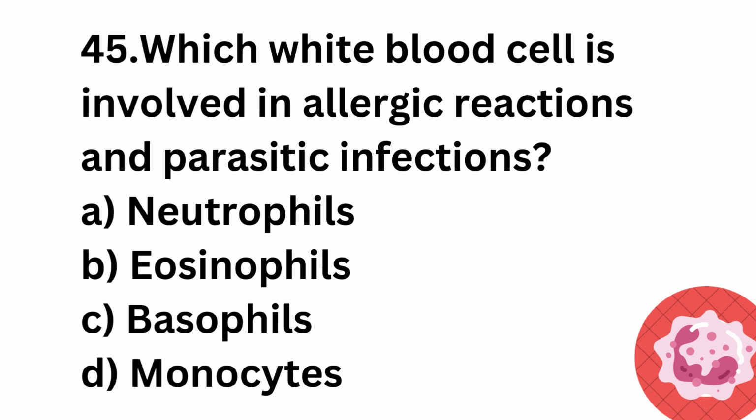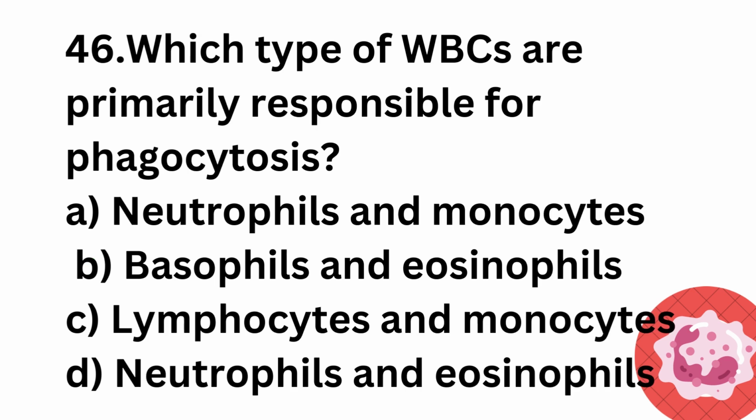Which white blood cell is involved in allergic reactions and parasitic infections? Neutrophils, eosinophils, basophils, monocytes. Answer eosinophil. Which type of WBCs are primarily responsible for phagocytosis? Neutrophil and monocyte, or basophil and eosinophil, or lymphocytes and monocytes, or neutrophils and eosinophils? Answer is option A, neutrophil and monocyte.